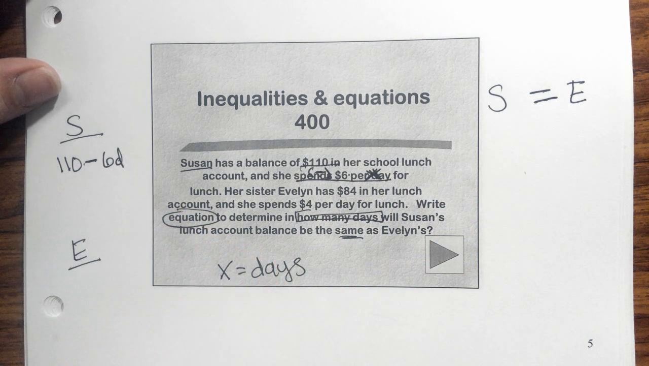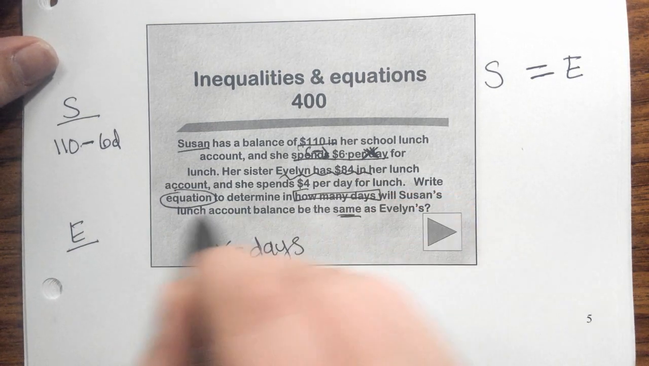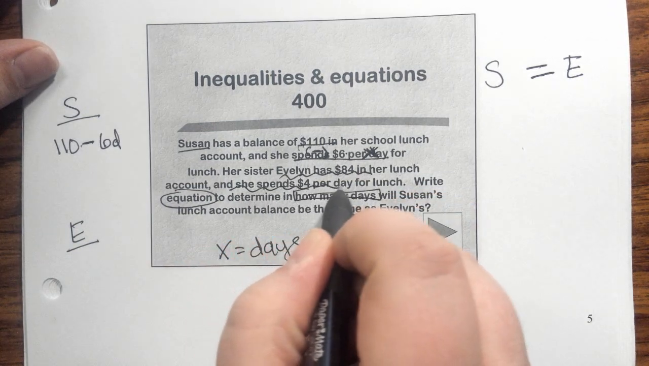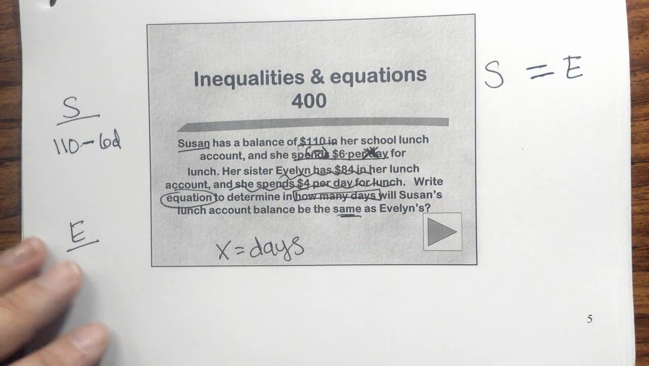buys lunch. Okay. Use that information to help you write Evelyn's side of the equation, and then this one you just have to write the equation. So no need to solve it.